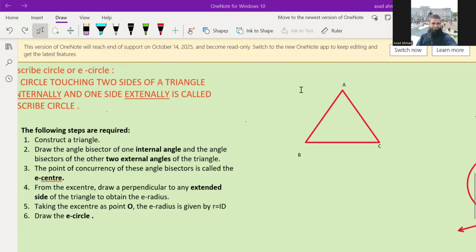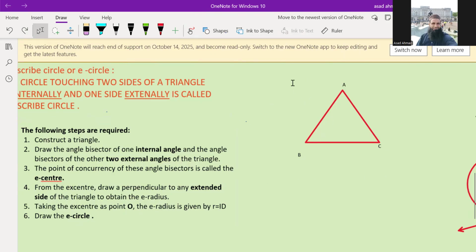In the very first step, we have to first complete the triangle, whatever data is given for the triangle. Then we have to read the statement of the question carefully, to see opposite to which vertex we need to draw the excircle. For example, in this case, we will be taking the escribed circle opposite to vertex A. So for that purpose, we'll be drawing the diagram. Now let's start the diagram.